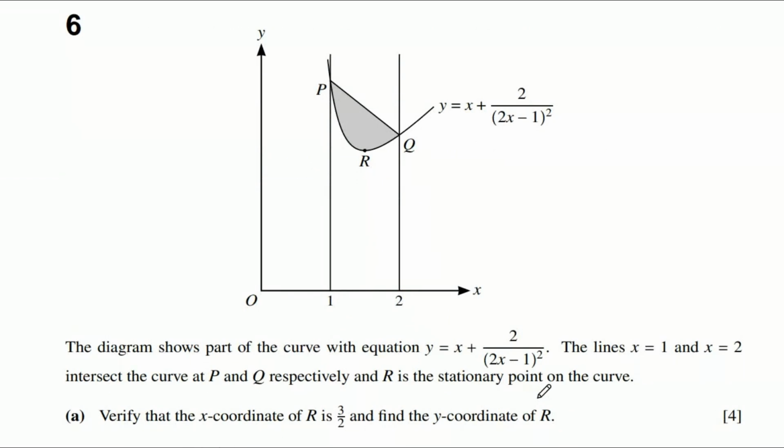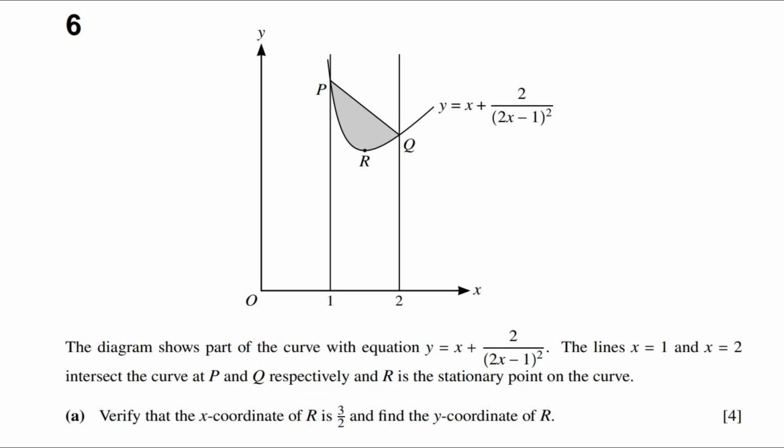The next question is, the diagram shows part of the curve with the equation y is equal to x plus 2 divided by 2x minus 1 the whole square. The lines x equal to 1 and x equal to 2 intersect the curve at P and Q respectively, and R is the stationary point on the curve. Verify that the x coordinate of R is 3 over 2 and find the y coordinate of R. So we need to verify the x coordinate of R.